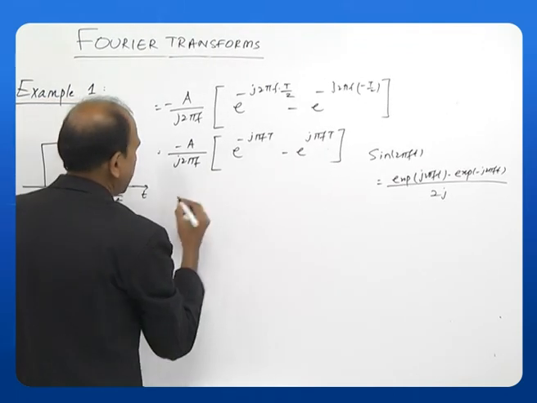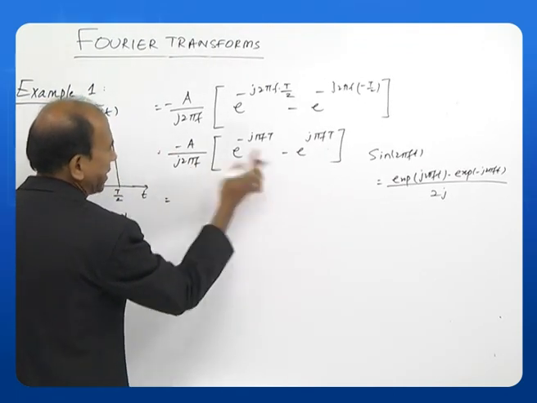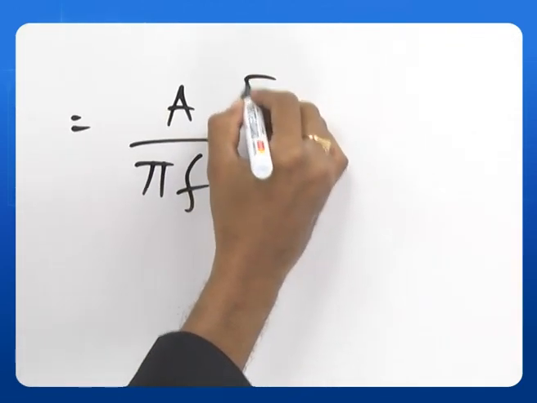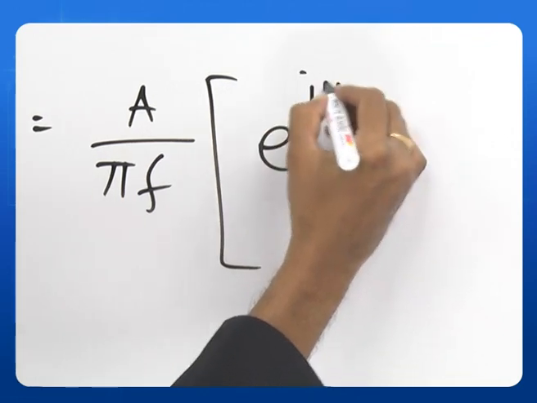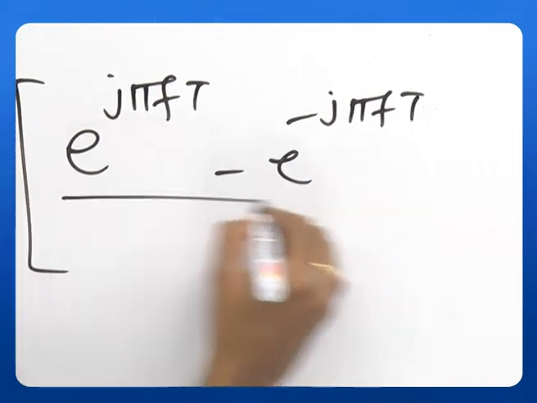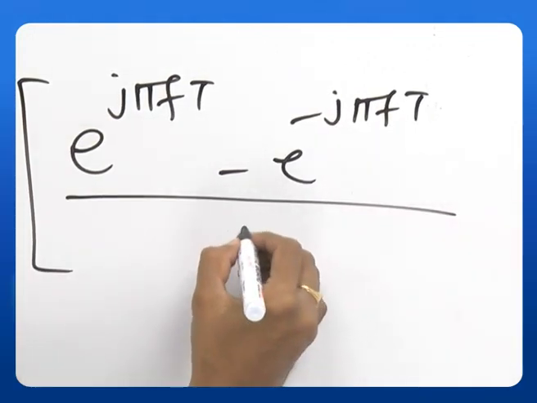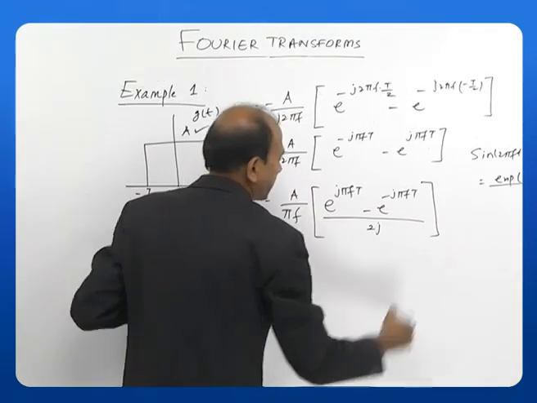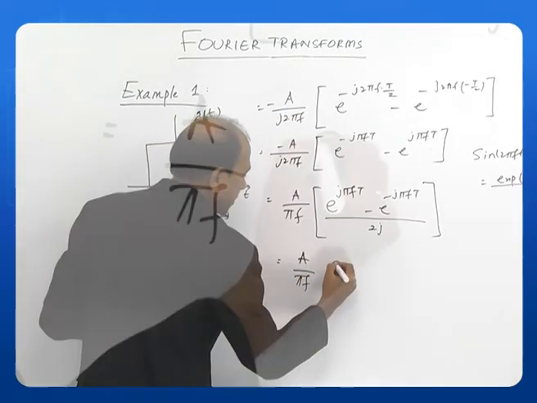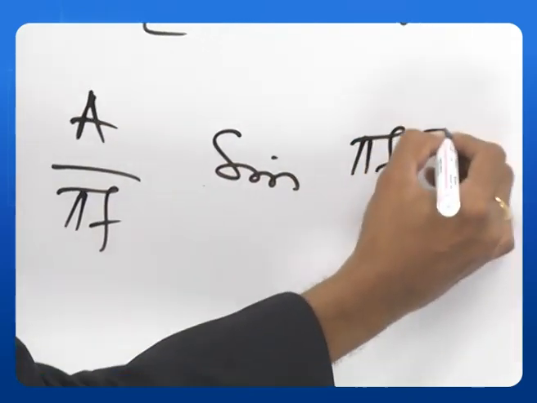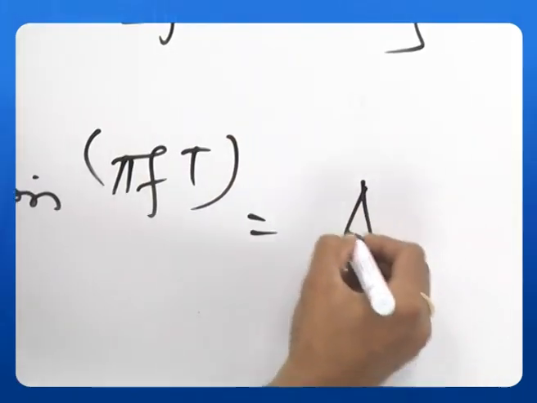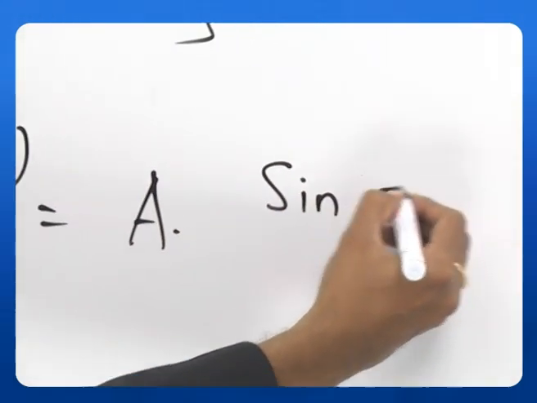So, what we will do is we will take j inside and then we will take the minus inside. So, this will become a by pi f here, and this will be e to the power of j pi f t minus e to the power of minus j pi f t by 2j. So, this is equal to a by pi f sin pi f t. Okay. Now, this I can write like this. This is equal to a of sin pi f t.